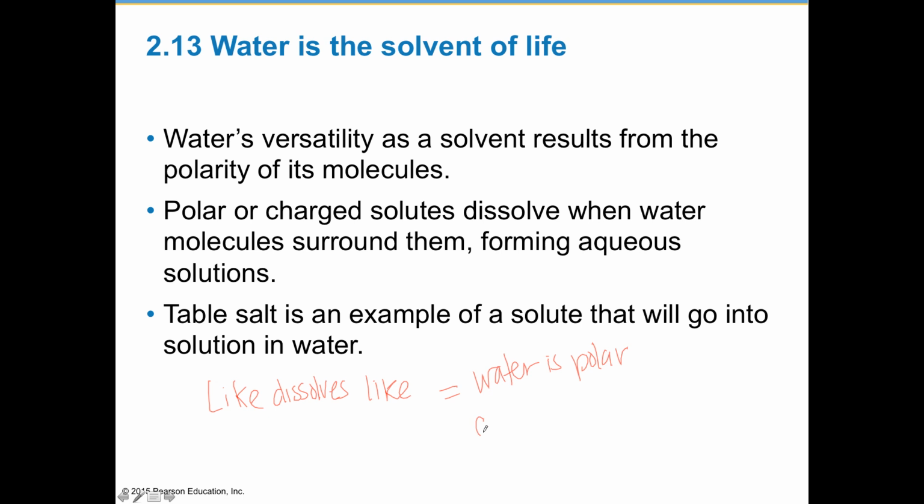Water is polar, and it will dissolve other polar molecules without problem. So, for instance, remember table salt, we talked about that, sodium and chlorine. This is polar because chlorine's going to hog the electrons, and it forms these charges here. This is a polar molecule. So a polar molecule will dissolve easily in another polar molecule.